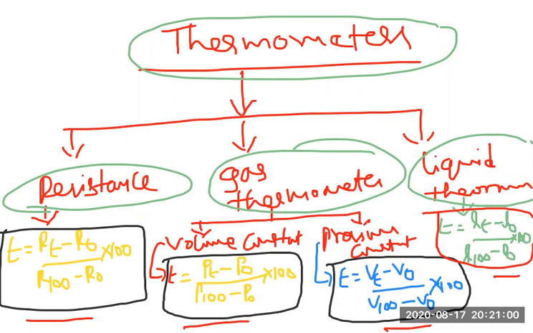Gas thermometers mean volume constant. When volume is constant, pressure is changing. When pressure is constant, volume is changing. Gas thermometer has two types: volume constant gas thermometer and pressure constant gas thermometer. For the liquid thermometer, we see how the liquid varies. Generally we take mercury, how it varies with respect to temperature. That is about liquid thermometers. Mainly for the objective point of view we'll use this information.